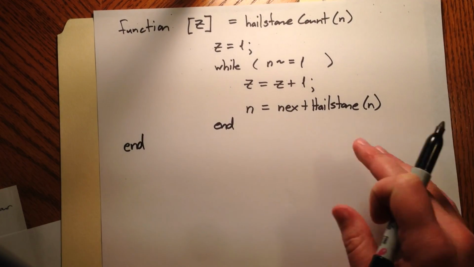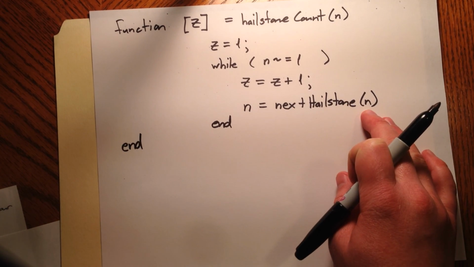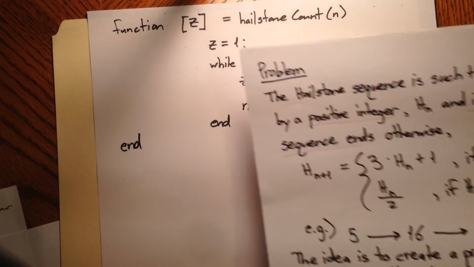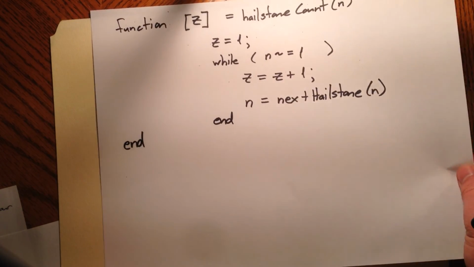Now we need to figure out how to get the next hailstone number for a particular n, as it was called h sub n. So let's write a function for that.